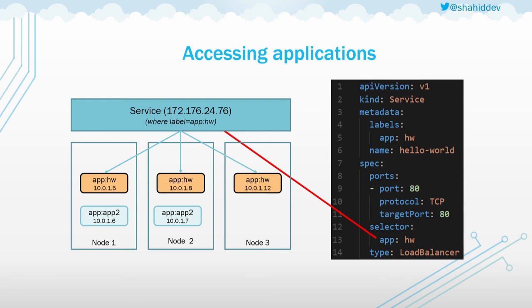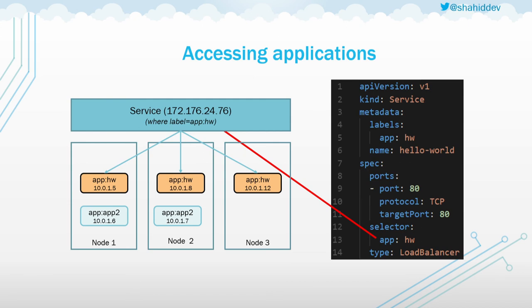And the label selector essentially is like a predicate. It's like a where clause. It says, find me all the pods that have this particular label. The nice thing with that is pods can move around, they can go to different nodes, more or fewer can be spun up. As long as they have that label, that service will essentially find them and load balance the traffic across them.